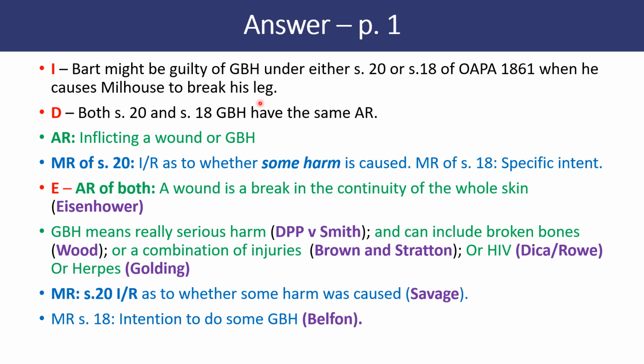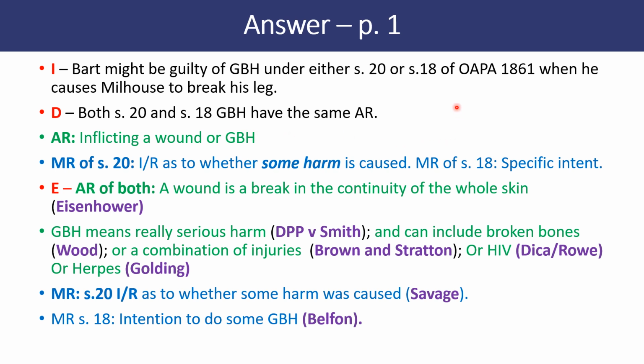I've also colour-coded actus reus in green, mens rea in blue, and the cases are in purple, just to make it a bit clearer. And the first step is we're going to identify the potential offences. So I've said Bart might be guilty of GBH under either Section 20 or Section 18 of the Offences Against the Person Act 1861 when he causes Milhouse to break his leg.